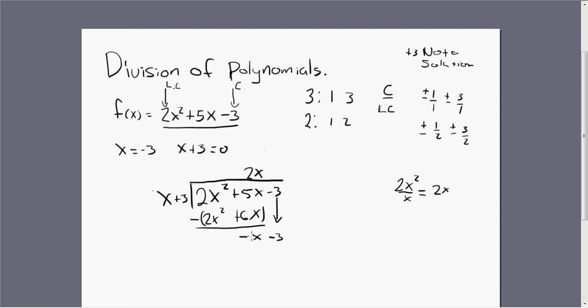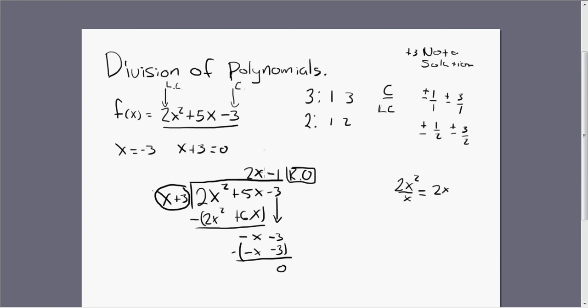How many times does x go into negative x? The answer is negative 1. So that gives me negative x minus 3, because negative 1 times x is negative x and negative 1 times 3 is negative 3. But remember, I'm subtracting these, and therefore negative x minus a negative x is 0, and negative 3 minus a negative 3 is 0. So there's no remainder. The remainder is 0. Now that's key. That means that x plus 3 is a factor.